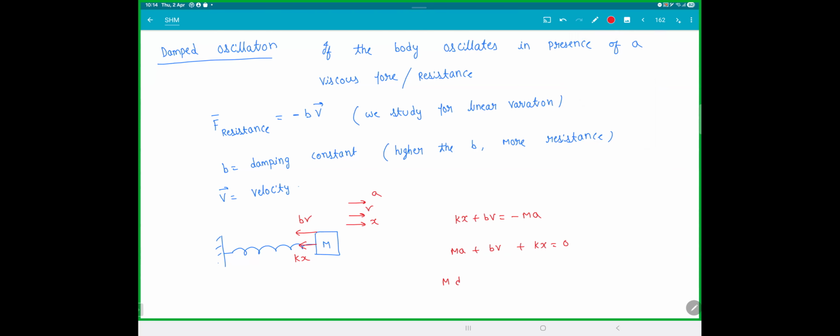So this can be written as m into d square x by dt square, plus b into dx by dt, plus kx equals 0. This is a differential equation which Maths people will teach you in a separate chapter. They'll teach you how to get a solution for this. The simplest differential equation is when b is 0. Remember, that was the SHM equation, the simplest differential equation we have done so far. So how do we solve this? Like I said, we'll not go too deep into it. Just do as much as is required.